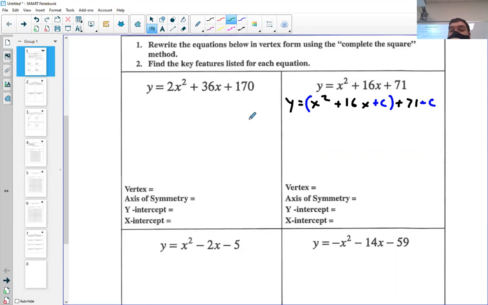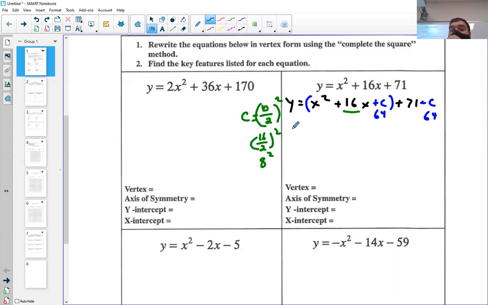So this one, I'll put it over here for now. You're going to find the c value. To find the c value, you're going to do b over 2 squared. The b value is always, and I repeat, always the number next to the x to the 1. So this number here, 16 divided by 2 squared, which is 8 squared. 8 squared is 64. So this c value will become a 64 here, and this c value over here is going to be a minus 64.